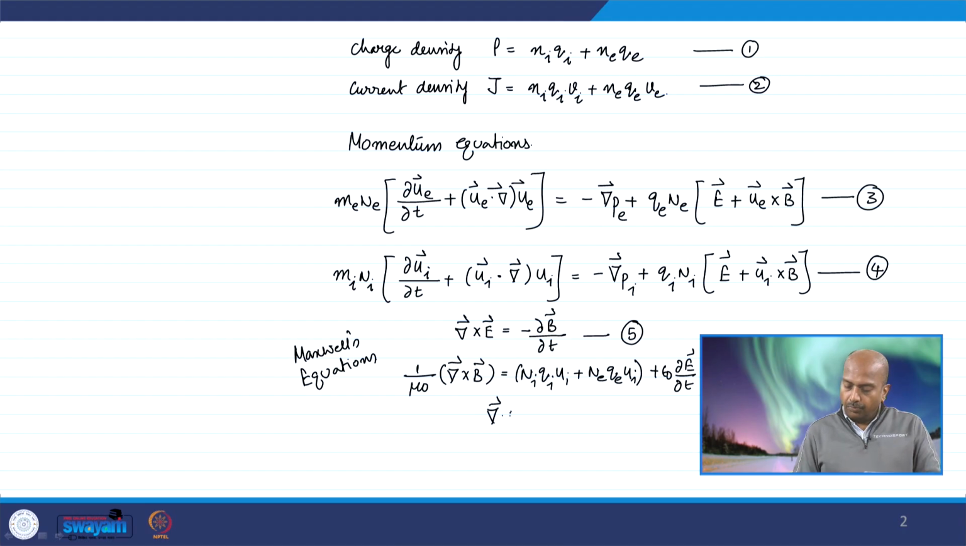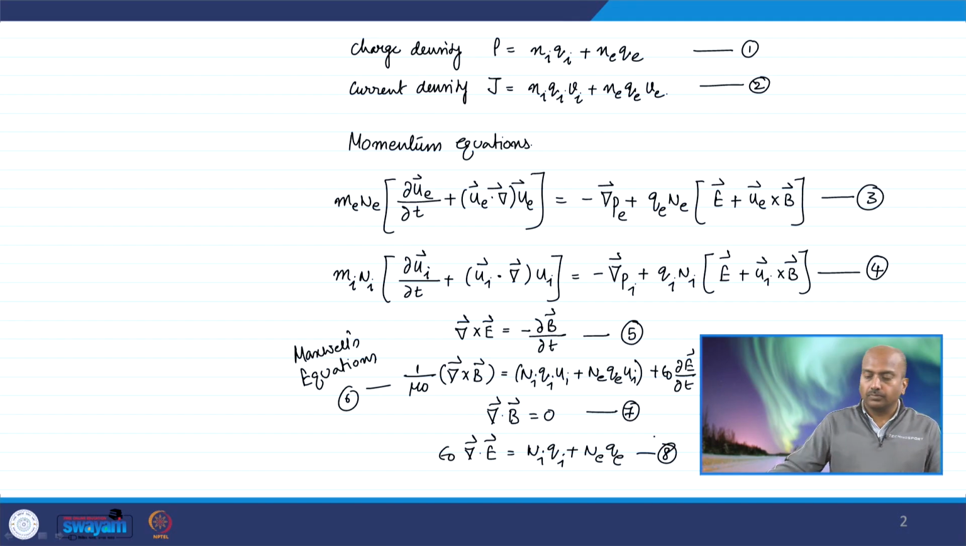and del dot B is 0, and epsilon naught del dot E is equal to Ni Qi plus Ne Qe, the Gauss's law. We said this is 6, this is 7, and this is 8. Right. So, the momentum equations, the charge density, current density, the Maxwell equations.